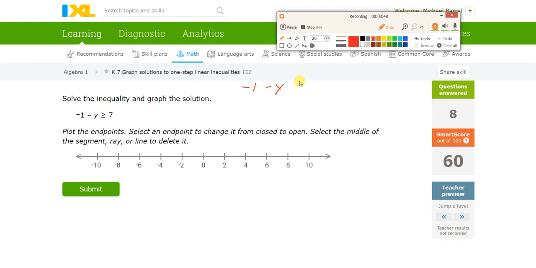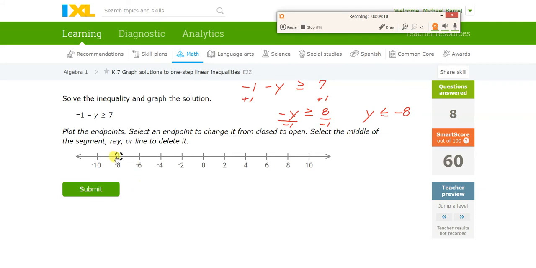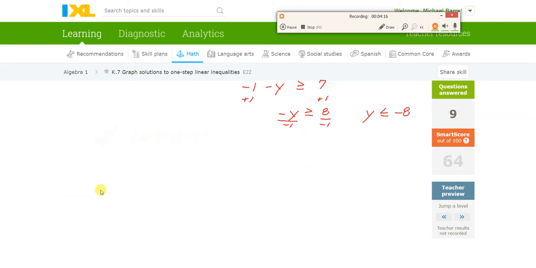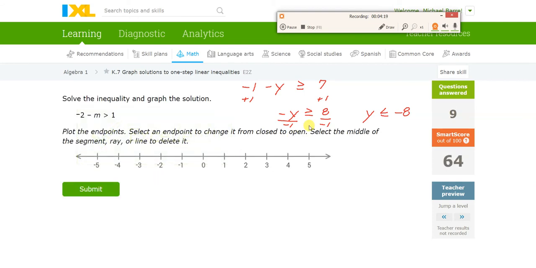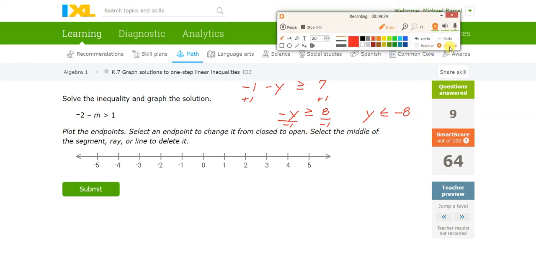-1 minus y is greater than or equal to 7. Adding 1 to both sides, -y is greater than or equal to 8. Dividing both sides by -1, y is less than or equal to -8. See the flip? Because I divided both sides by -1, there's the flip. -8, less than, closed circle. Interesting. This is really interesting that they are considering this a one-step equation.